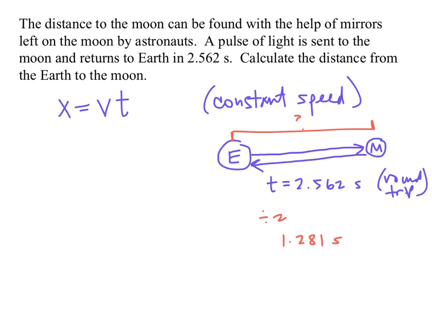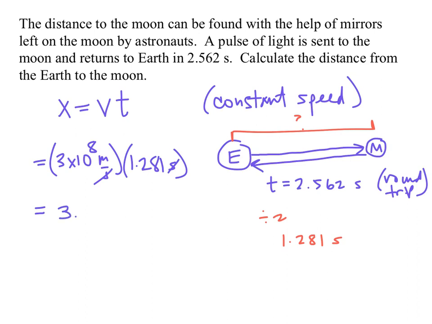So to find our distance, we would take the speed of light, which is 3 times 10 to the 8th meters per second, and we would multiply it by this time, 1.281 seconds. Our seconds cancel out. We end up with an answer in meters. And we expect a big number here because we are measuring the distance all the way to the moon from the Earth. 3.84 times 10 to the 8th meters.